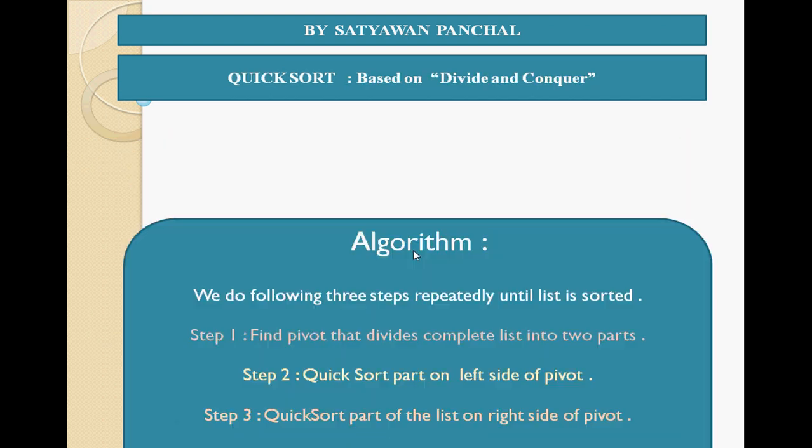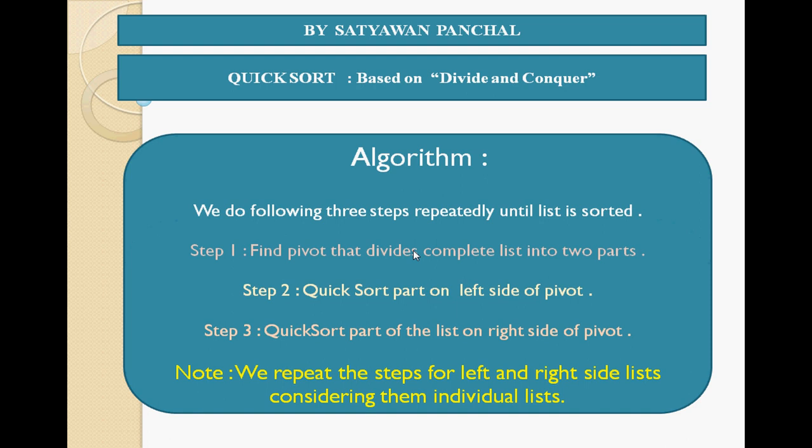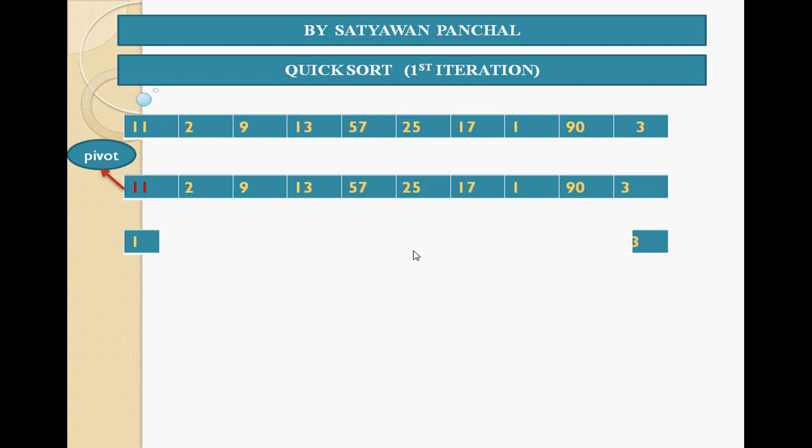In the last slide it was like this. If we go back, step 1: find the pivot that divides the complete list into 2 parts. 11 was taken as the pivot, and 11 was partitioning the list into 2 parts, one on the left side where all the elements were smaller than 11, and one on the right side where all the elements were greater than 11. So the first list considered is the left one, and the second list is considered to be the right list.